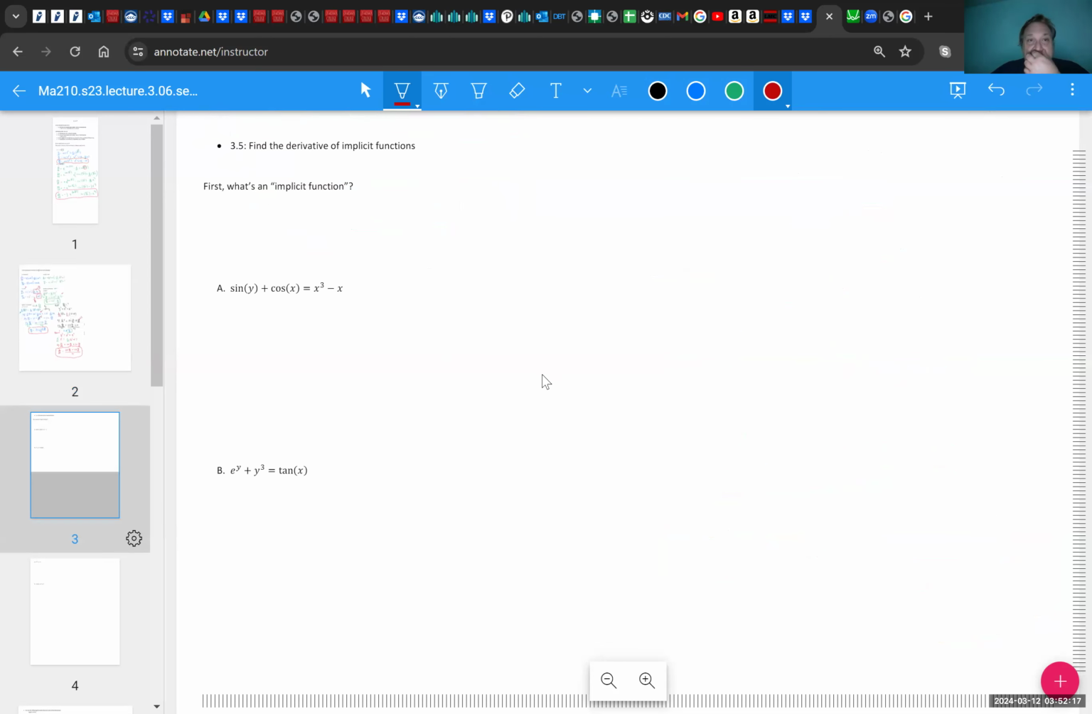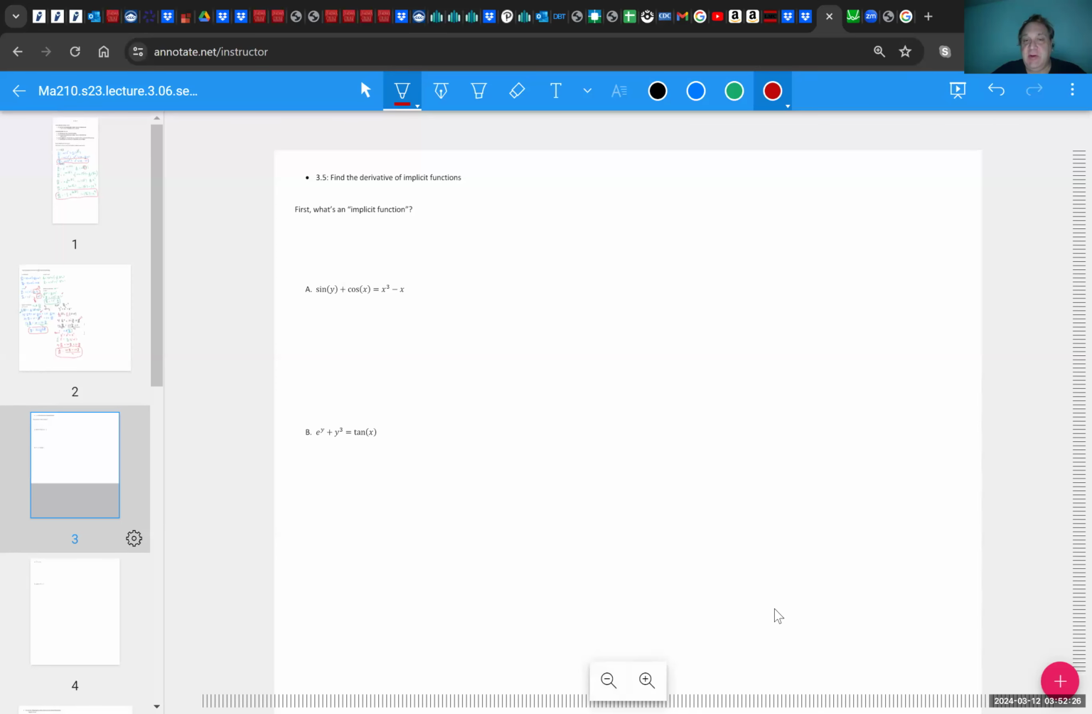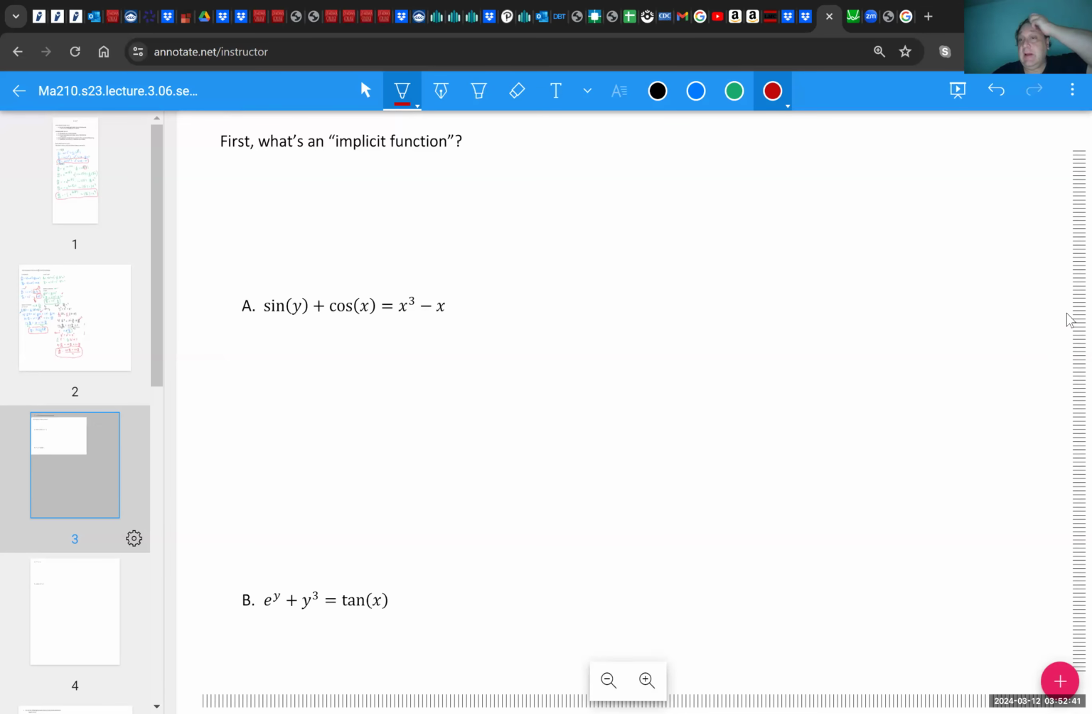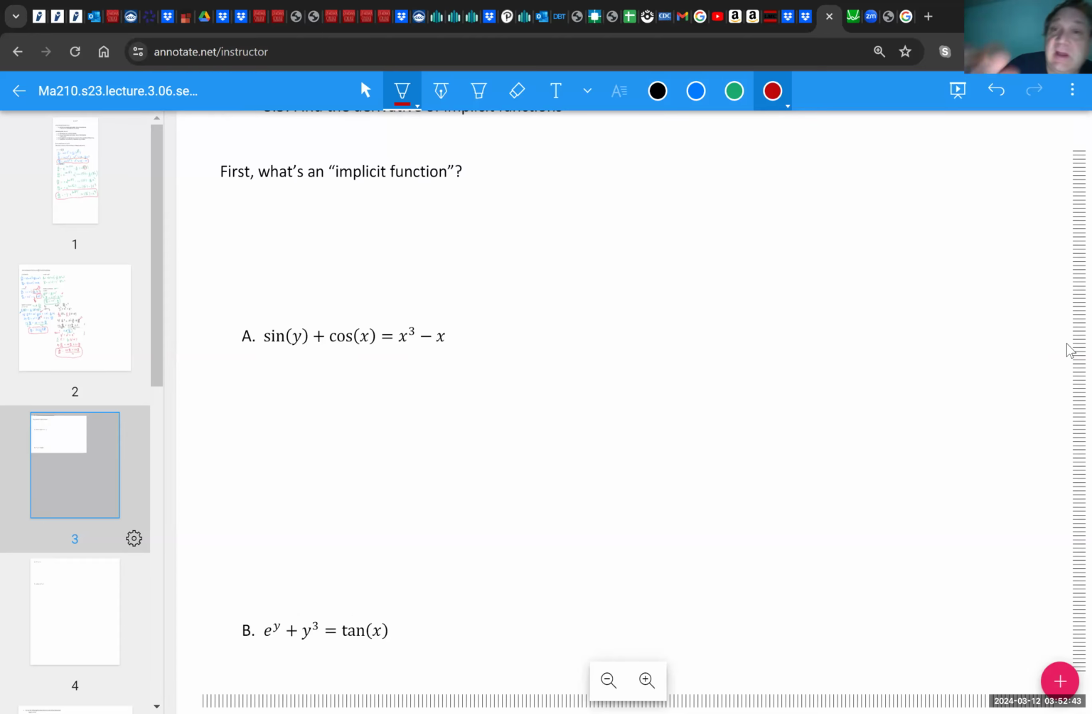All right, so we're now going to find the derivative using what's called implicit differentiation. And it's okay if you don't know what implicit differentiation is. I'll explain it right now. I'm just going to zoom in a little bit. This is the last part of our video, doing implicit differentiation. So first of all, we need to define what an implicit function is. So this is a function that is not solved for the output variable.